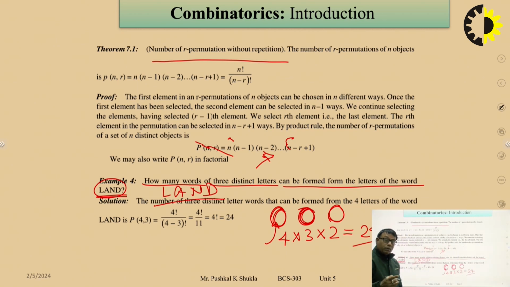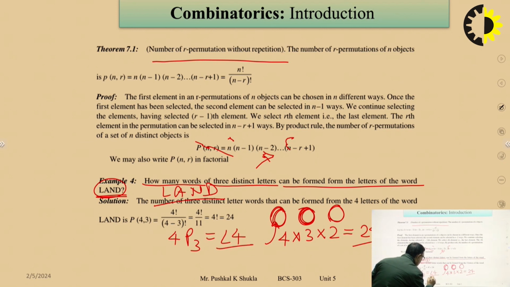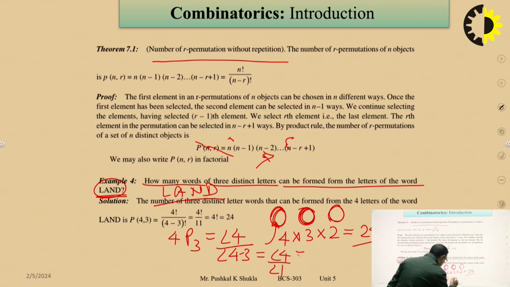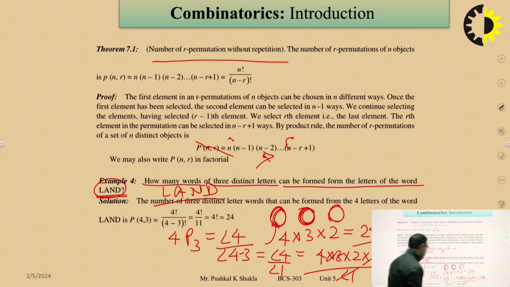In a simple way, we can also do it like this: out of 4, 3 things are arranged, that is 4P3. That is factorial 4 divided by factorial 4 minus 3, that is factorial 4 divided by factorial 1, equal to 4 into 3 into 2 into factorial 1 divided by factorial 1, that is 24 ways.